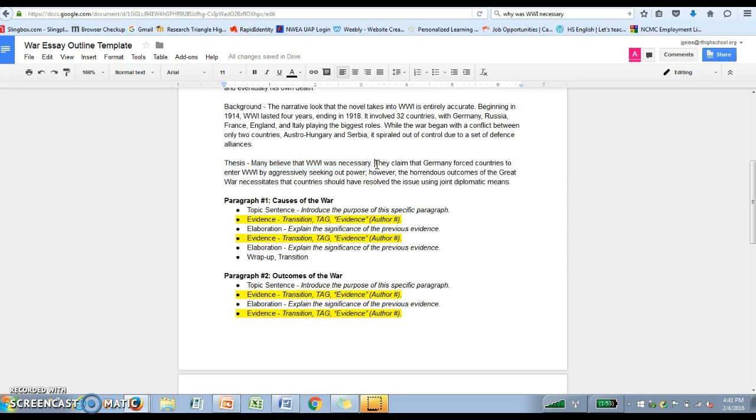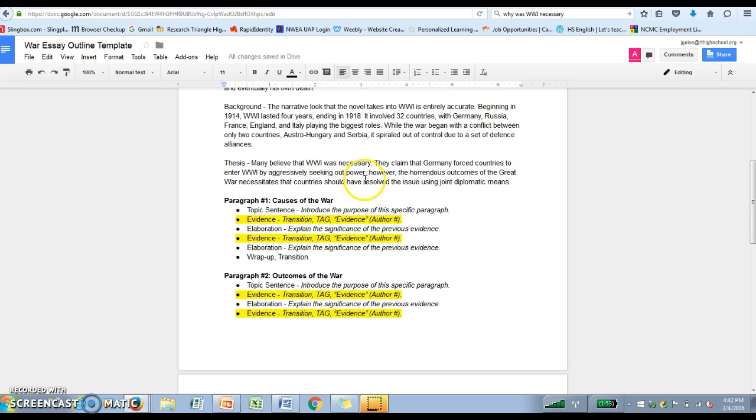Then I state my opposition. They, my opposition, claim, which means that I don't really believe them, that Germany forced countries to enter World War I by aggressively seeking out power. So I specifically state what it is that my opposition believes. I'm not vague here. I know what I'm talking about. So make sure that you know what you're talking about as well.